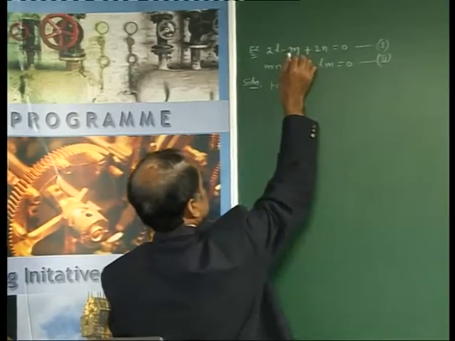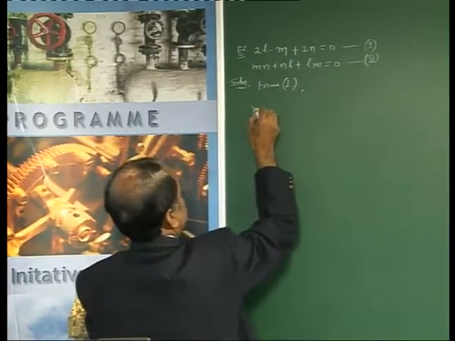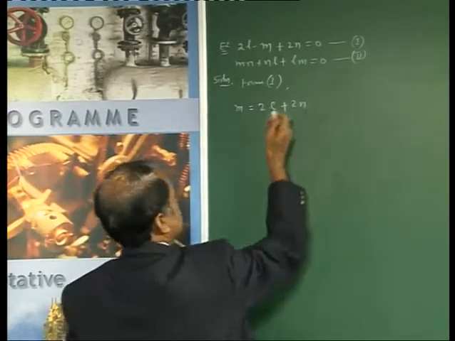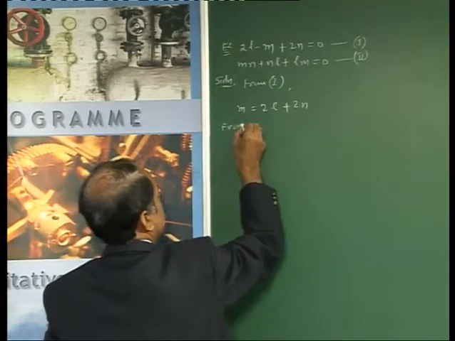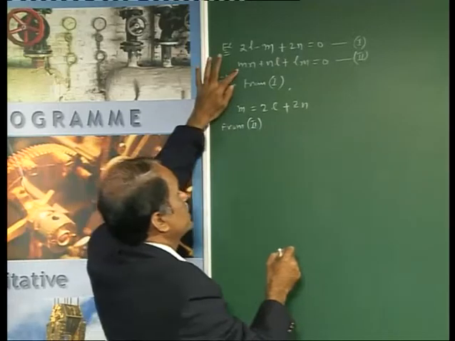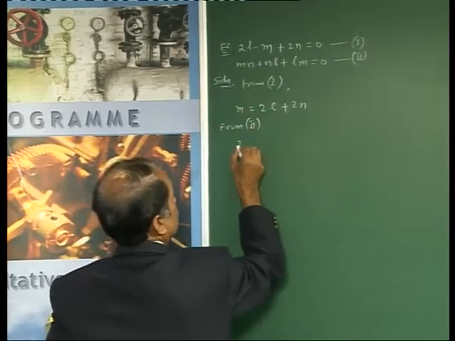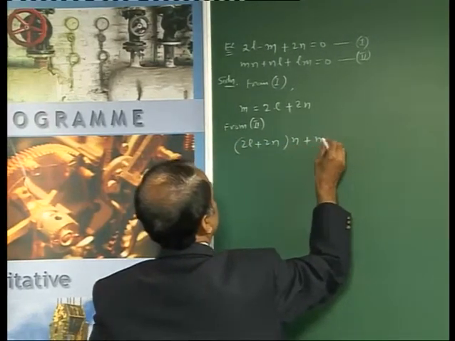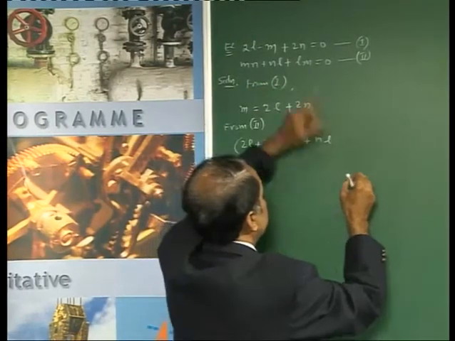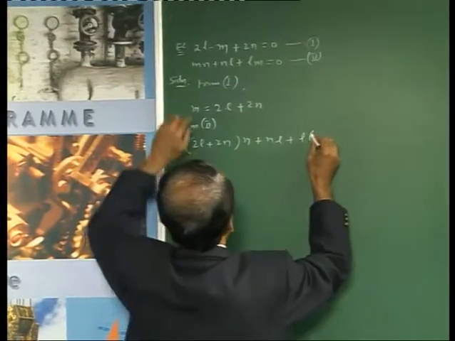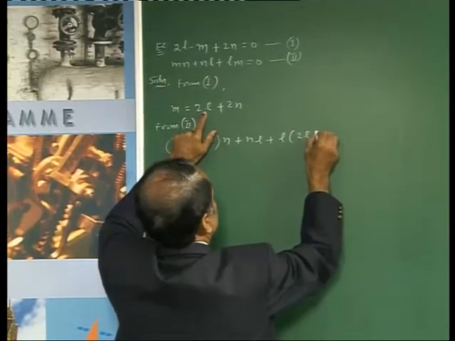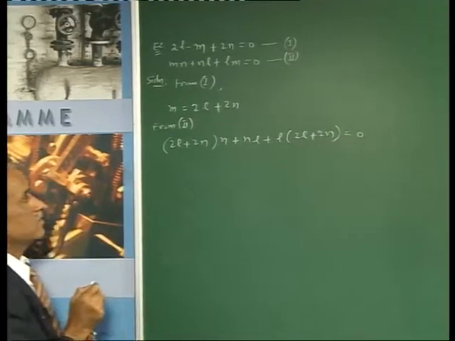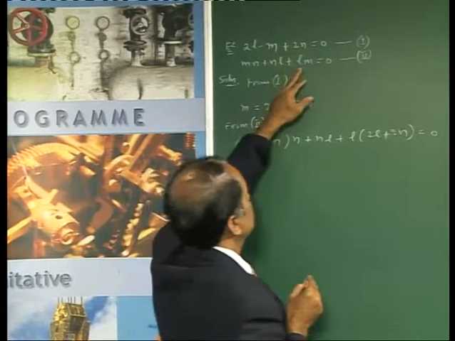If I take this one, minus M is equal to 2L plus 2N, that is, minus M, I am sending to the other side from the second. Then I will replace this M by this value, therefore 2L plus 2N into N plus NL plus NL, that means I am eliminating M. So L into 2L plus 2N is equal to 0 in this place.